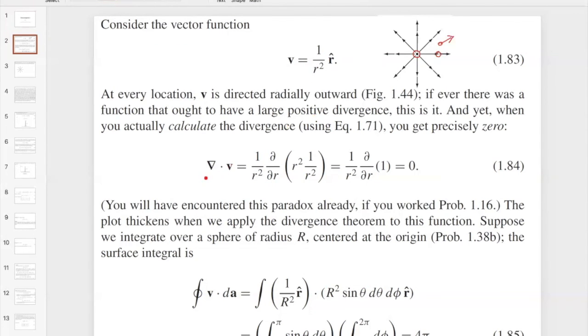Okay, so if you remember this conclusion, divergence of v equals 0, keep it in mind. We will use it soon.